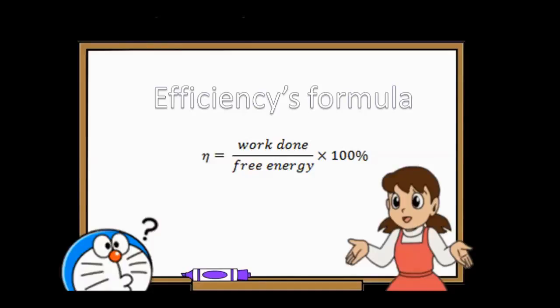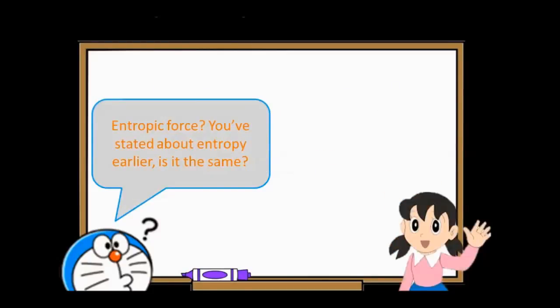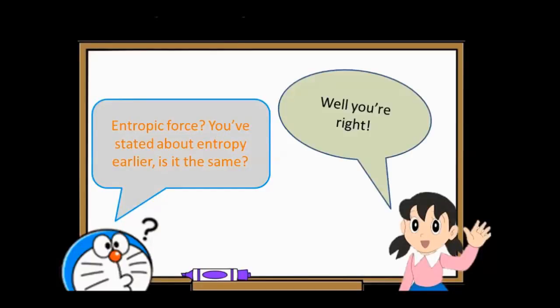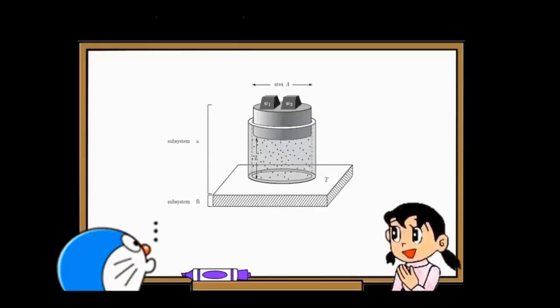In some other situations, free energy stays with entropic force. Entropic force? You have talked about entropy earlier. Is it the same? Well, you're right. We'll continue from the second law. As we know, there is no system which goes against the second law of thermodynamics, so entropy will always exist. Back in the previous figure, if the system is an isolated system, the system's temperature and total energy will be constant. Therefore, the internal energy of the system is also constant.